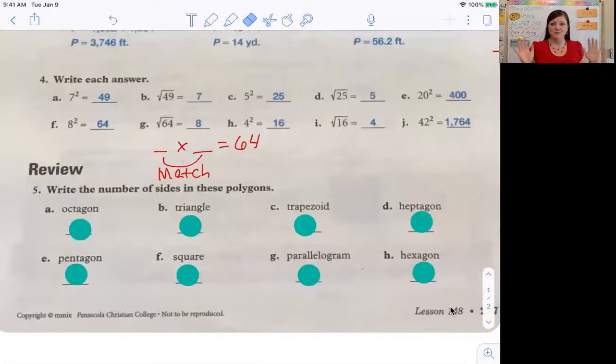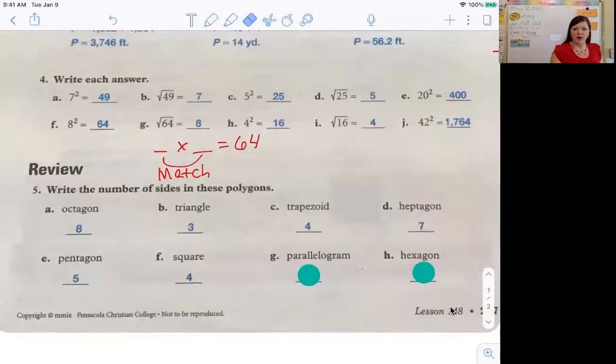Okay, if you are still watching, that means hopefully section 5 is all done and we're just ready to check. Here we go. Octagon, 8. Triangle, 3. Trapezoid, 4. Heptagon, 7. Pentagon, 5. Square, 4. Hey, 4 square. Maybe that's where they get the name of the game. Parallelogram.